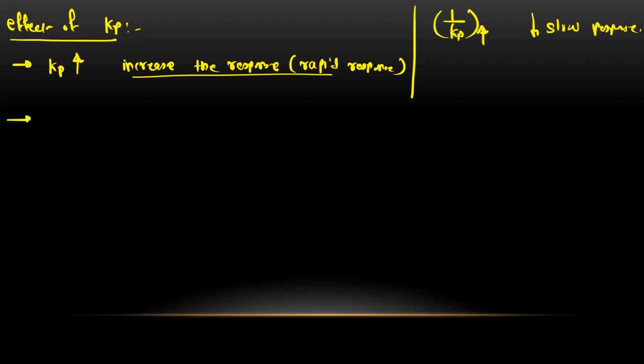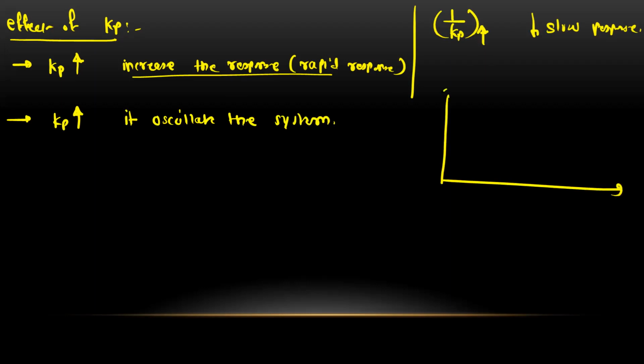Also, if you increase the Kp value beyond the optimum value, then it will oscillate the system. That means the output will not be stable. If this is the desired value or the set value, and this is the process value, then it will reach the actual value, but it will oscillate about that. So this is the oscillatory response.